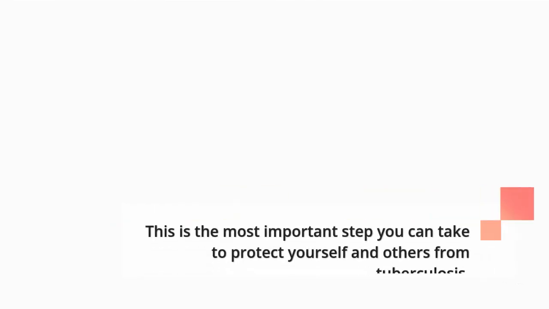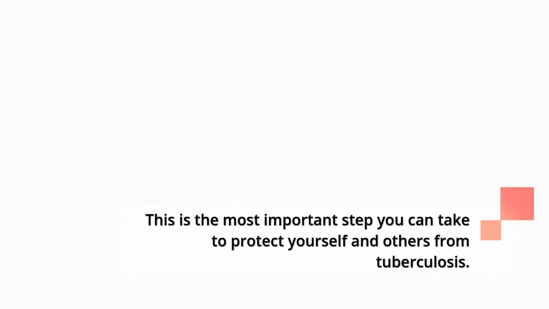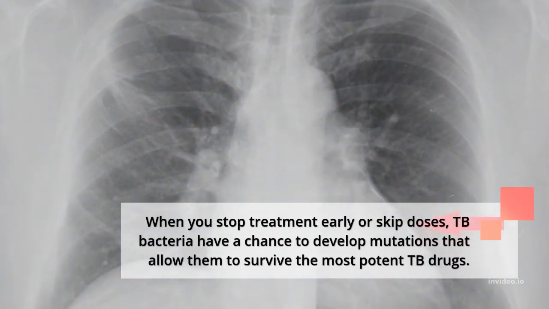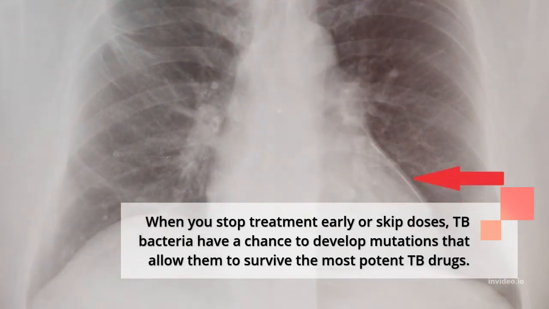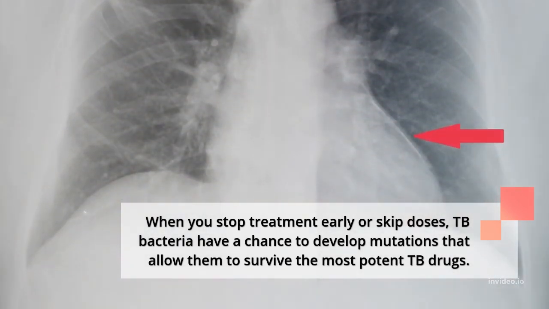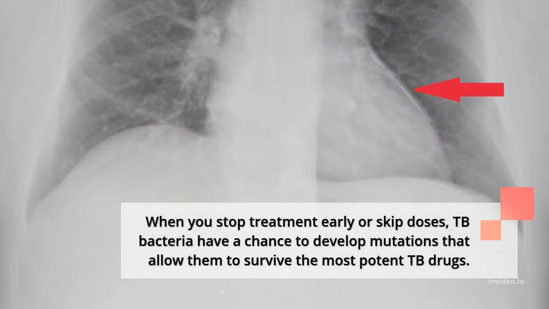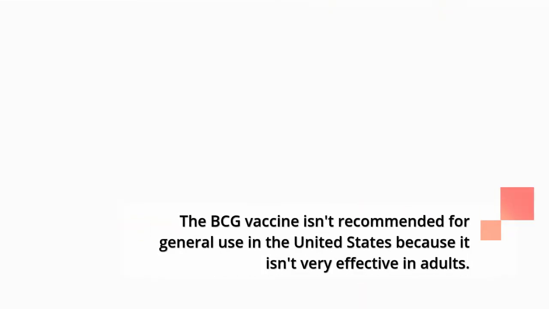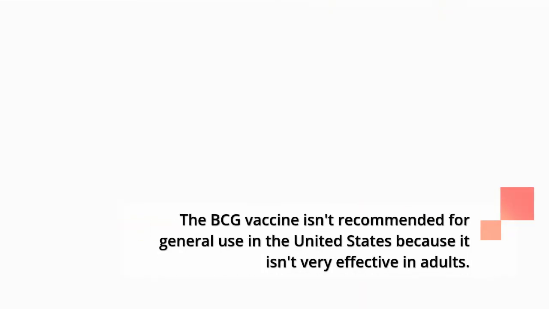This is the most important step you can take to protect yourself and others from tuberculosis. When you stop treatment early or skip doses, TB bacteria have a chance to develop mutations that allow them to survive the most potent TB drugs. The resulting drug-resistant strains are deadlier and more difficult to treat. The BCG vaccine isn't recommended for general use in the United States because it isn't very effective in adults.